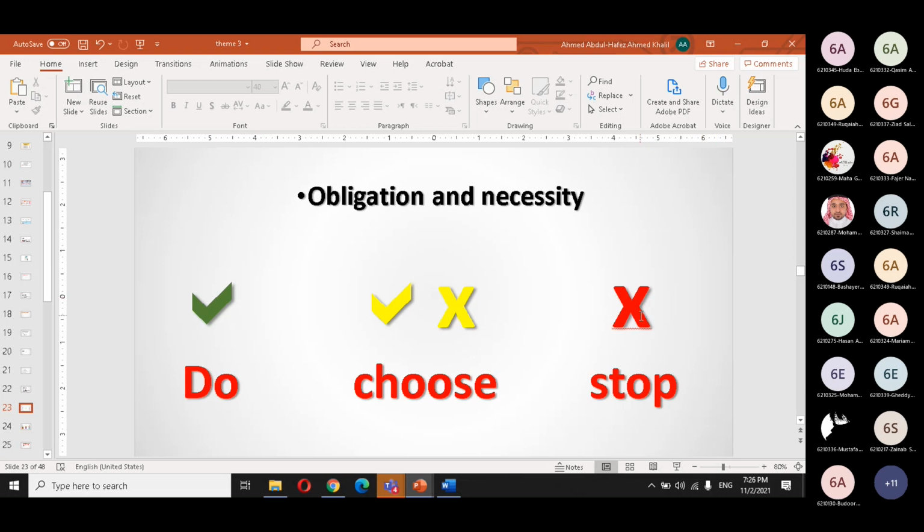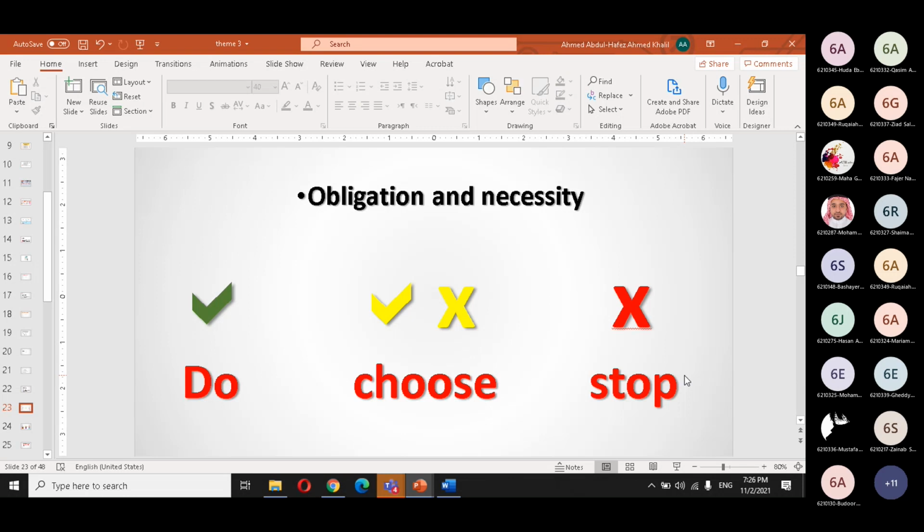Here also it is necessary, but necessary not to do. For example, when you go to one of the shopping malls and you find this sign, no smoking. What does it mean here? It means that it is necessary not to smoke. Necessary to do or to stop? It is necessary to stop smoking. So here it is necessary to stop, not to do something.